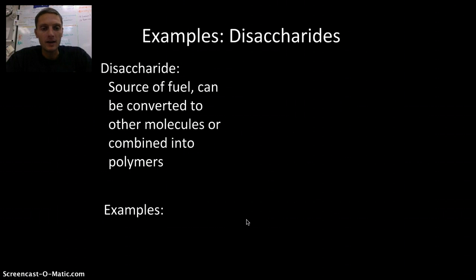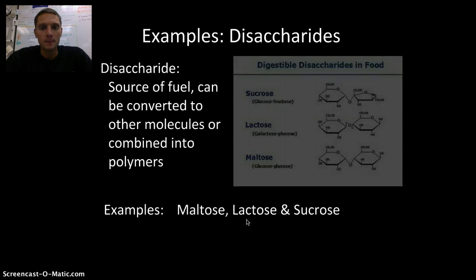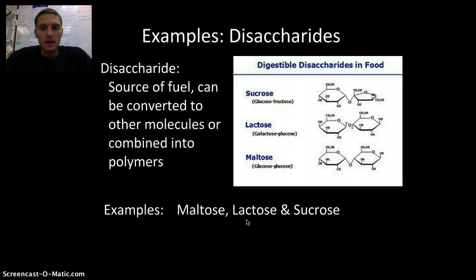A disaccharide is also a source of fuel, and it can be converted to other molecules or combined into polymers. Some examples of that include maltose, lactose, and sucrose. Disaccharide means two. And so when we're talking about disaccharides, this means that 2 monosaccharides have been put together. So sucrose is made of a glucose and a fructose molecule. Lactose, the sugar that's found in milk, is made of a galactose and a glucose molecule. And maltose is made of 2 glucose molecules.